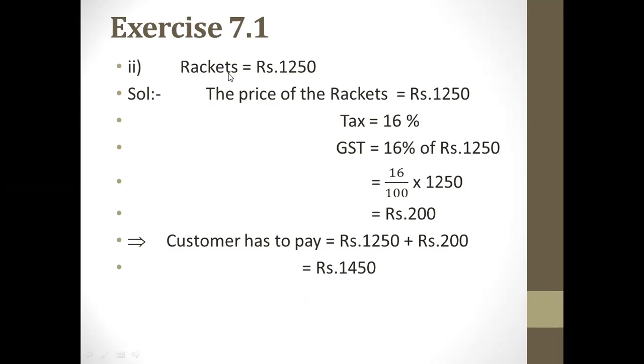Again, I am going to repeat. The price of the rackets is 1250. Tax is 16%. This is already given in the question, that you have to calculate 16%. So 16% of rupees 1250 means 16 by 100 multiply 1250. You multiply with this and divide by 100. So you get rupees 200. The customer has to pay the total price 1250 plus tax 200. So it will be 1450 rupees.